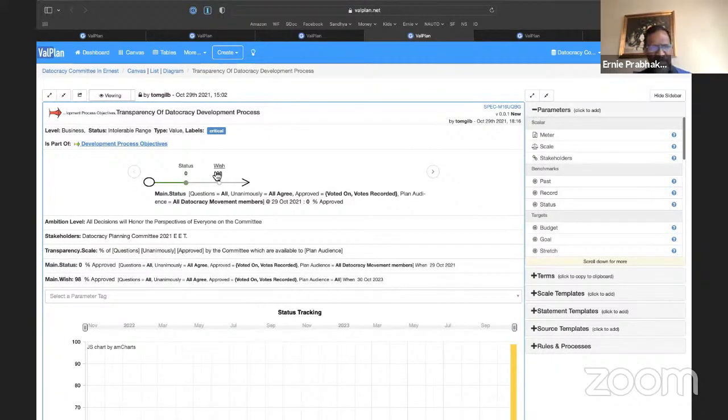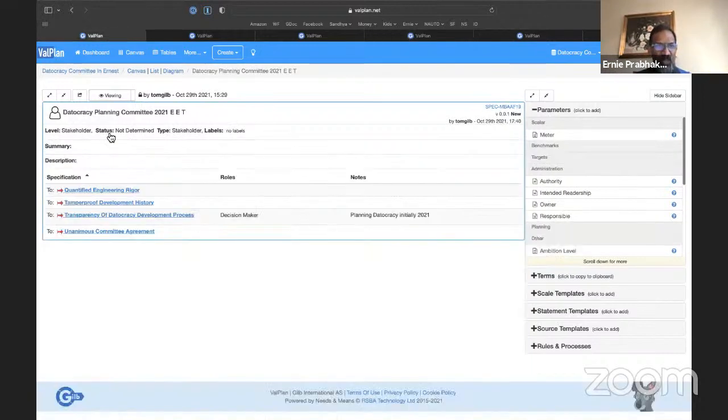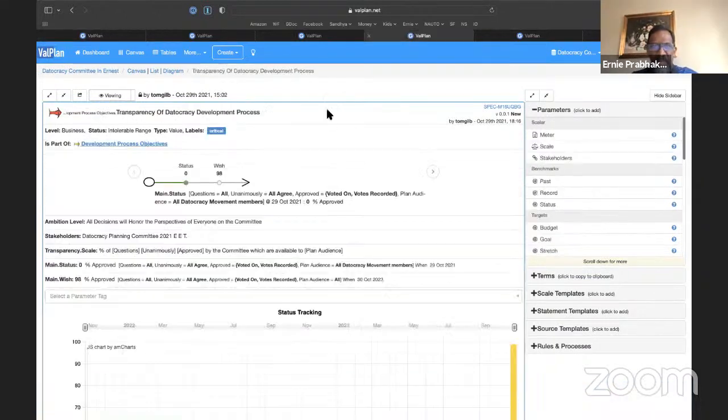Okay, transparency feels more like what I was calling inclusivity, that decisions honor the perspectives of everyone on the committee, but he may have a reason here that is too subtle for me to grasp at the moment. The idea is that these are the stakeholders. So the thing I was looking at before is our stakeholders. This is, I think, the 3 of us, the EET. Okay, I'm understanding that now, this concept of a stakeholder, because that's important.